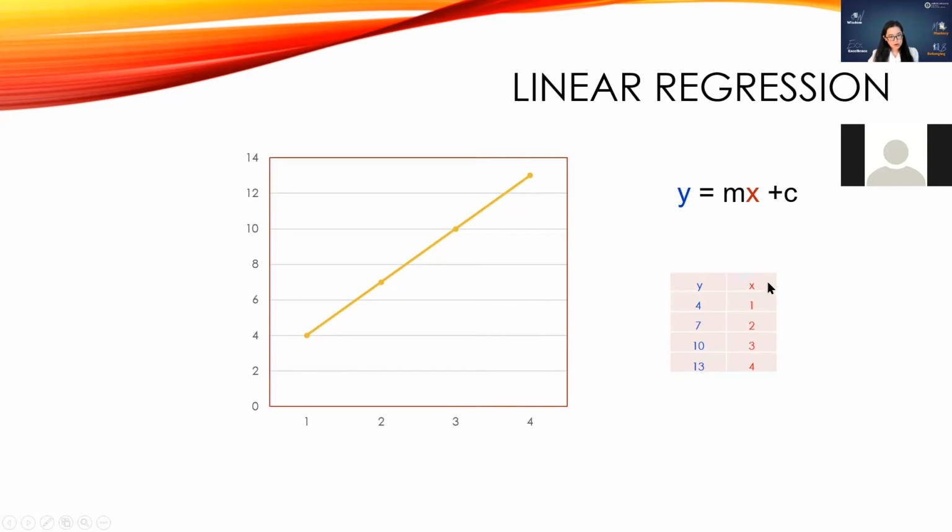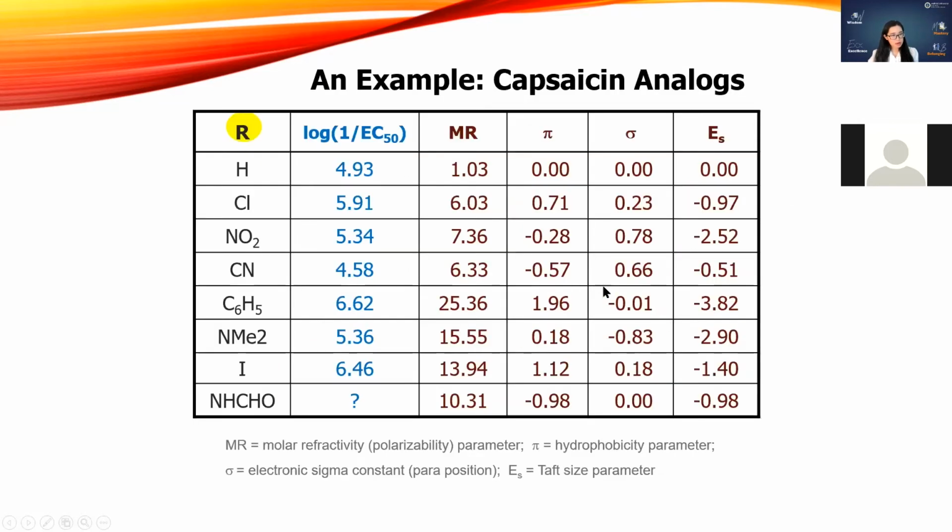So you have so many columns of x in the real circumstance, such as in capsaicin analogs, you will have something like this table. So the y value is in log 1 over EC50. So it has to be the log scale because it ranges from millimolar, micromolar, nanomolar. So 10 to the power of -3, -6, -9. If you want to put them in the same graph, you have to put it in the log scale. So from the log scale, you rank from smallest to largest.